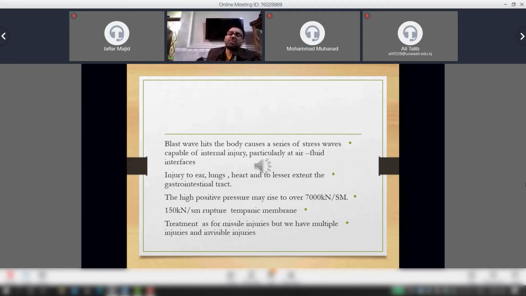Yes, blast wave in the body causes a series of stress waves capable of internal injury, particularly at air fluid interface. This blast wave, as I told you, in the soft tissue, where does it happen most? At the air fluid interface, pressure happens at the air fluid interface, meaning for example lung, ear, heart, to lesser extent gastrointestinal tract. So it affects the air fluid interface.